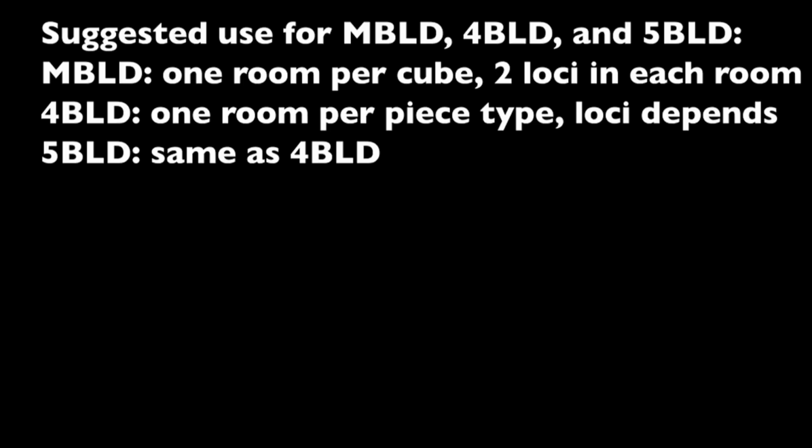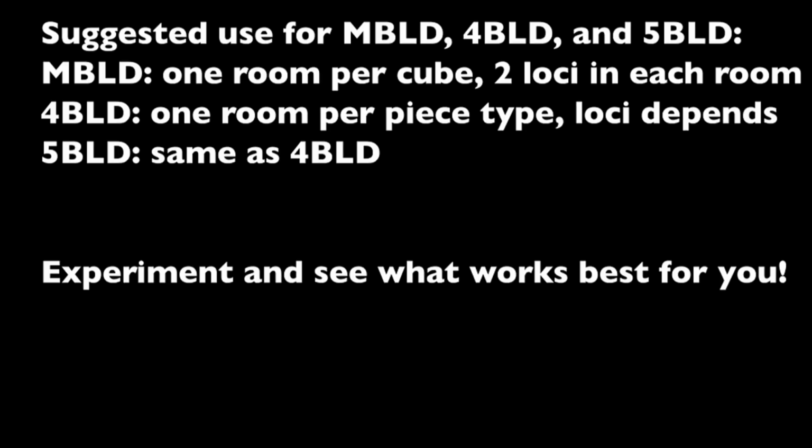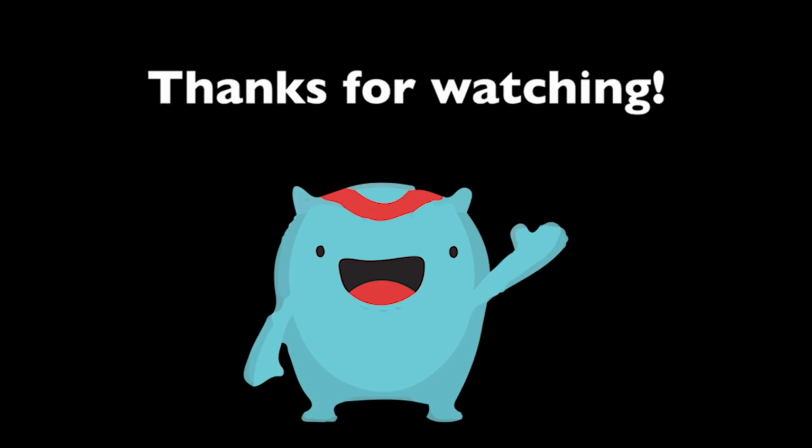Again, I want to mention that these are not fixed rules. You should experiment with it and see what works best for you. For example, I know Mascow puts edges in one room and corners in a separate room, so he's basically using 2 rooms per cube. That's all I have to say about Roman rooms.